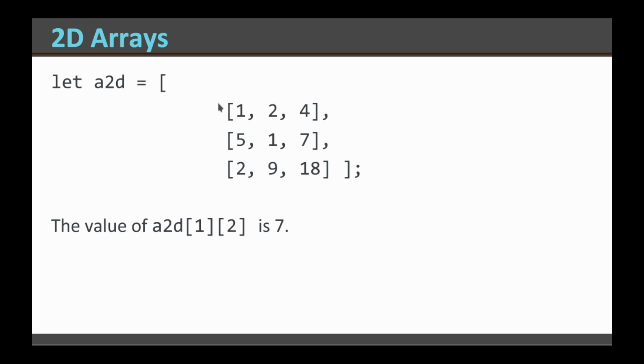So let's take a look at this. Index 0, index 1, index 2. Okay, we have index 1. That's the middle one. Awesome. So inside of this one, we want to pull out index 2. Okay, index 0, index 1, index 2. That's 7. Right? So you can nest this as much as you like.